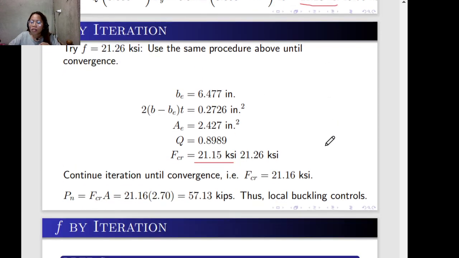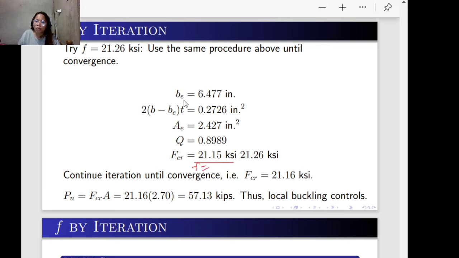Continue the iteration. In the next iteration, f is equal to 21.15. Use the same procedure: solve for B sub E, the total loss in area, the effective area, then Q, then FCR, until convergence. Convergence is reached at 21.16 ksi.